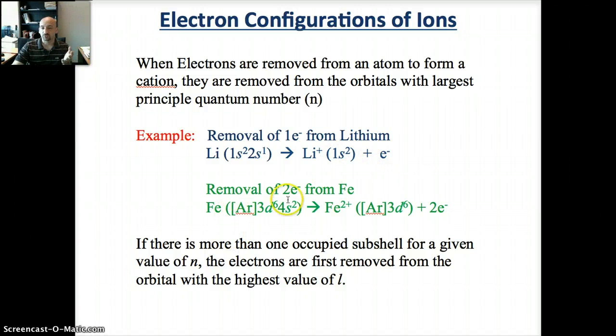Now you can have removal of 2 electrons from iron, same kind of thing. We have our condensed electron configuration, but if we now have the Fe2+ ion, we're going to remove the 2 electrons from that same highest n number. Last thing to note is if there is more than one occupied subshell for a given value of n, the electrons are going to be removed first from the orbital with the highest value of L. So you just have to think about the n, L values.